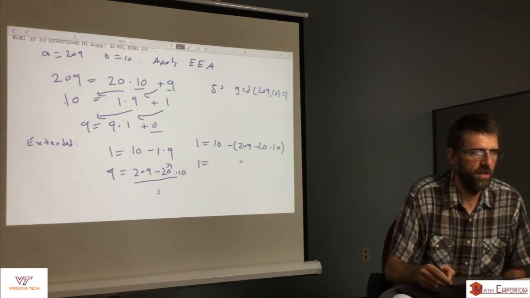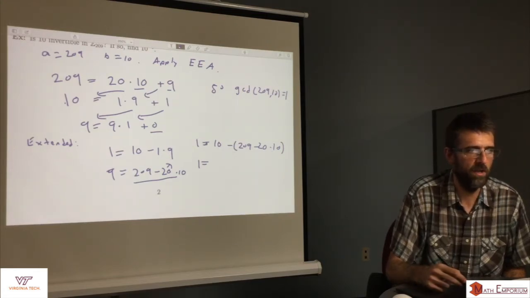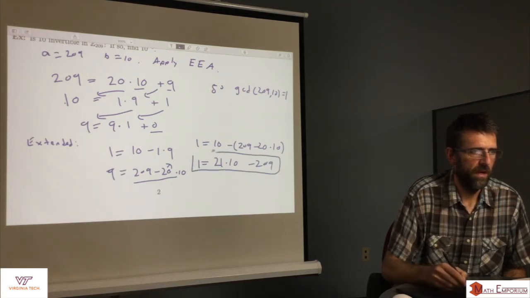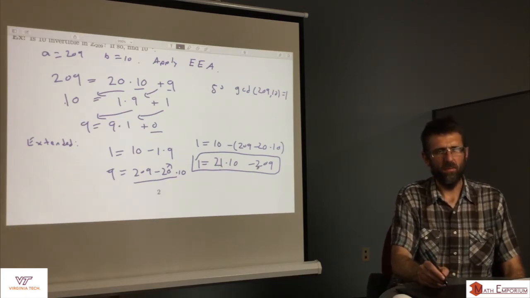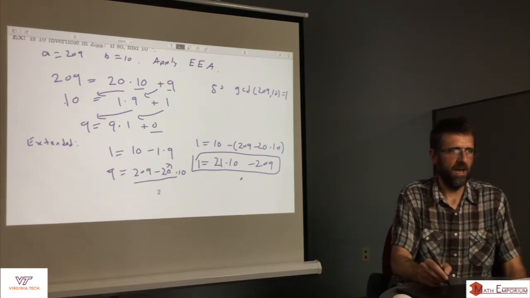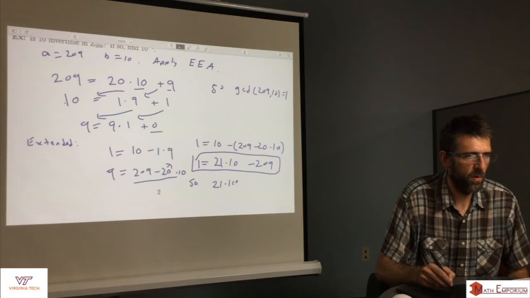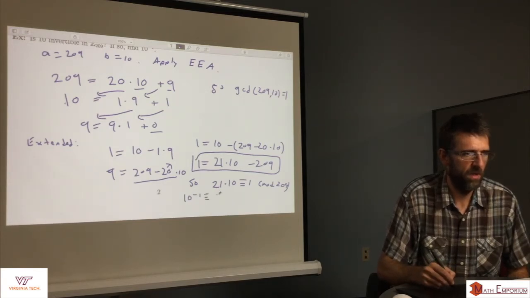So what is 1? If I collect the coefficients on 10, I've got a 1, plus 20. So it's 21 times 10 minus 209. That would be the linear combination. So my y would be 21, and my x would be negative 1. We can easily see that that's correct, because this is just 210 and this is 209. So that means 21 times 10 is congruent to 1 mod 209. And so what's 10 inverse then? It's my y value, or 21.